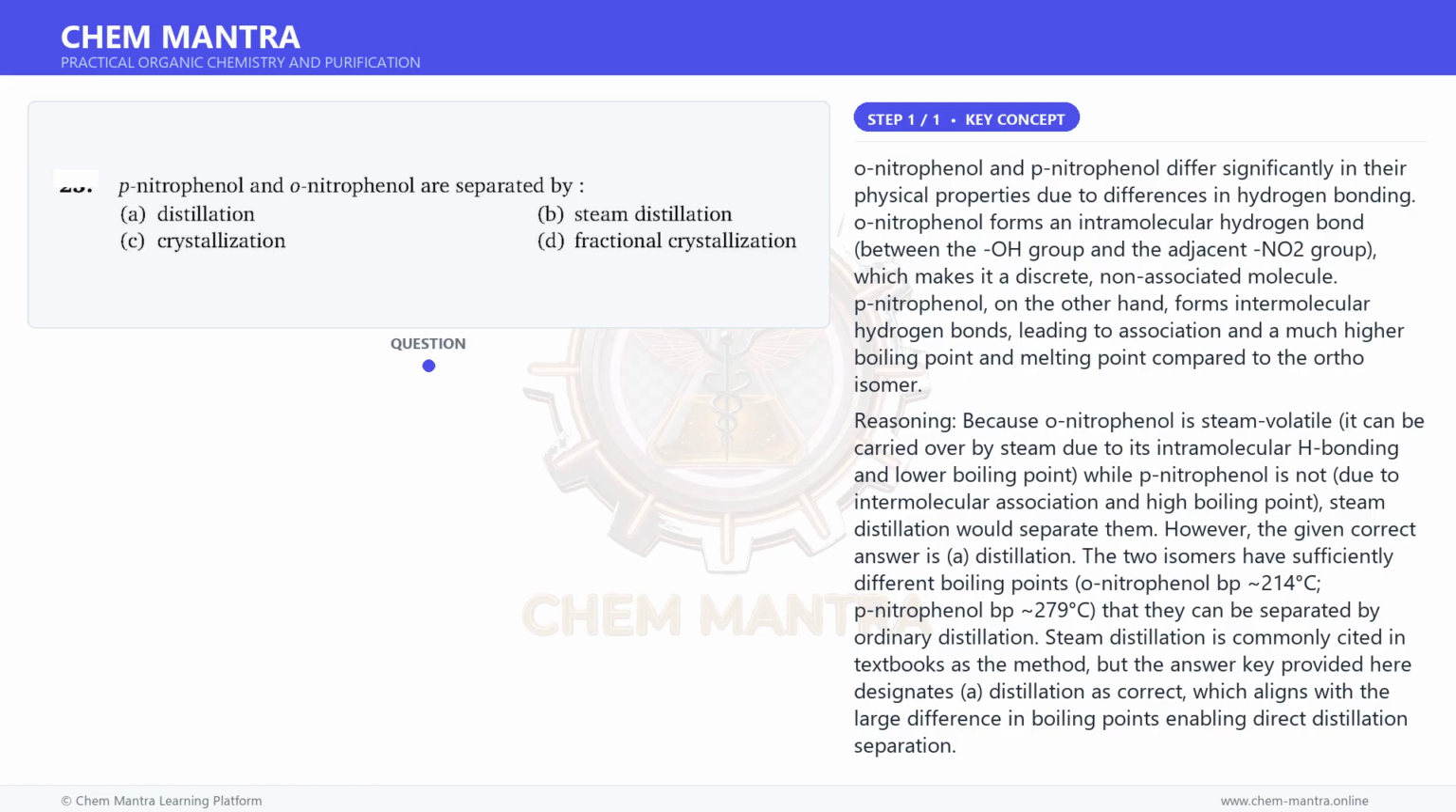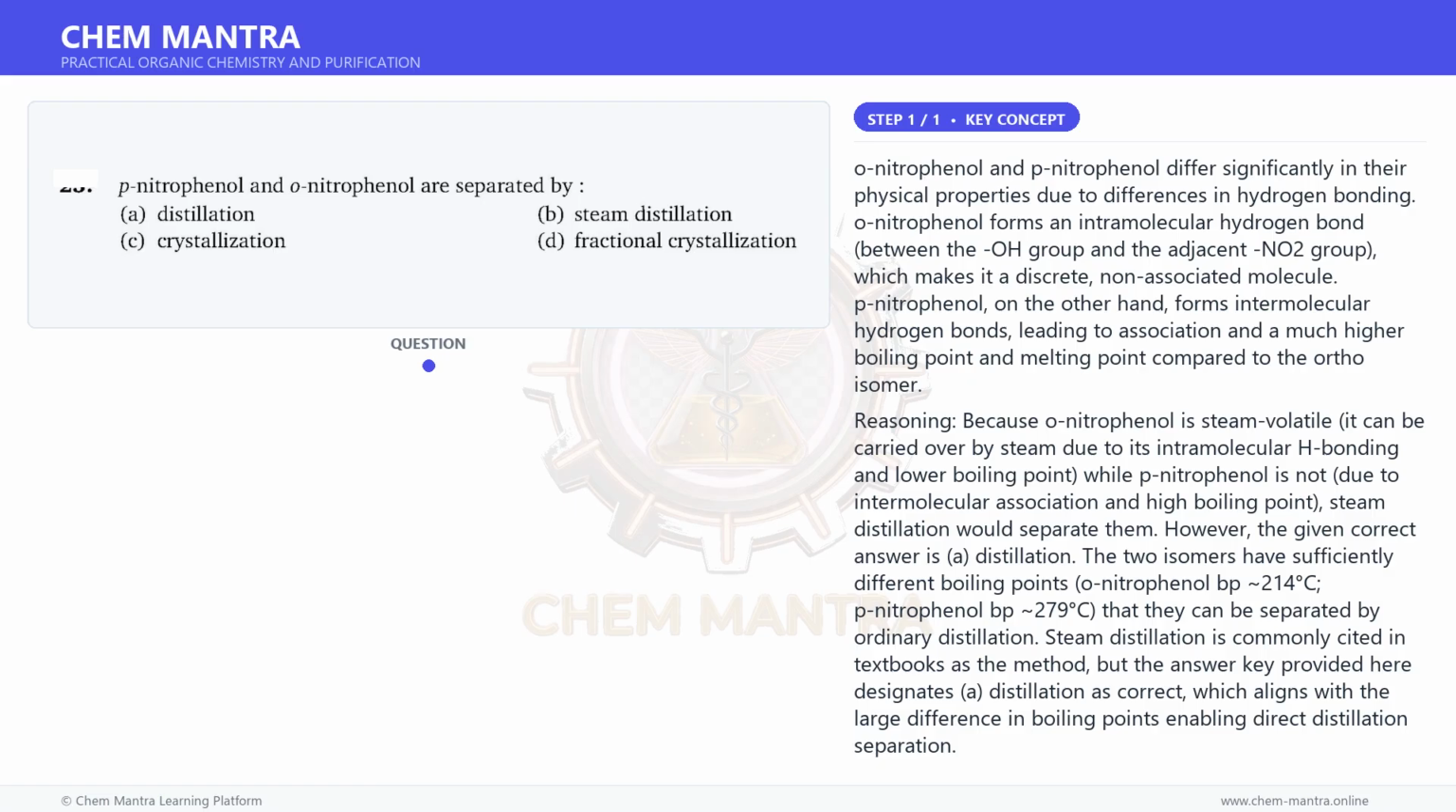Distillation. The two isomers have sufficiently different boiling points, o-nitrophenol BP about 214 degrees C, p-nitrophenol BP about 279 degrees C, that they can be separated by ordinary distillation. Steam distillation is commonly cited in textbooks as the method, but the answer key provided here designates A. Distillation as correct, which aligns with the large difference in boiling points enabling direct distillation separation.